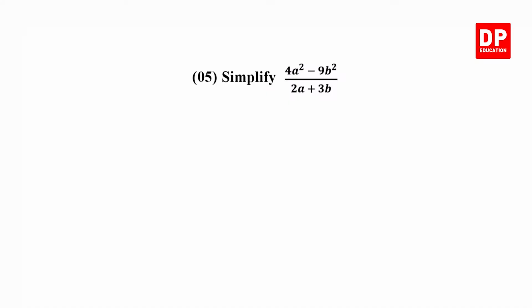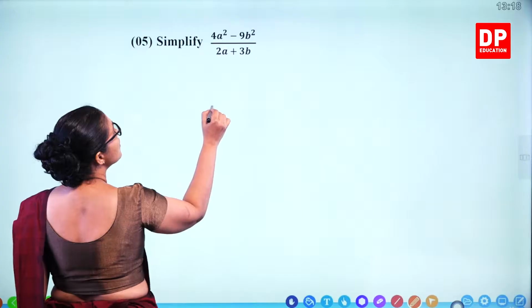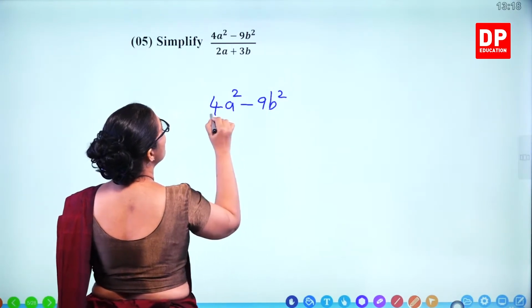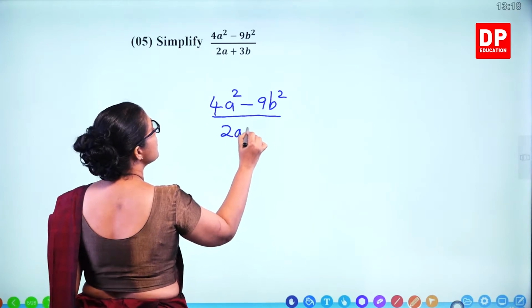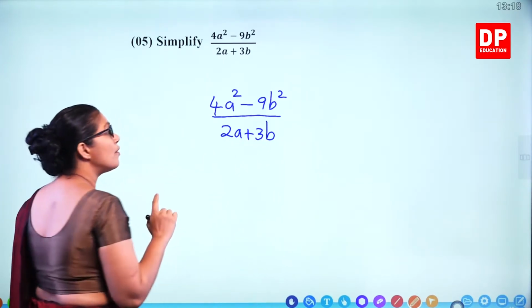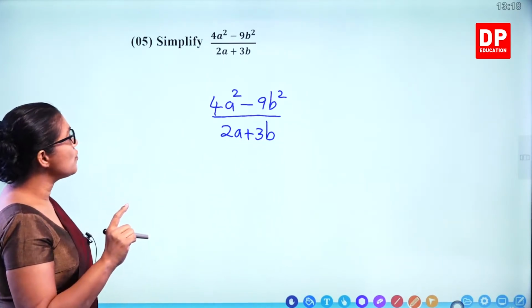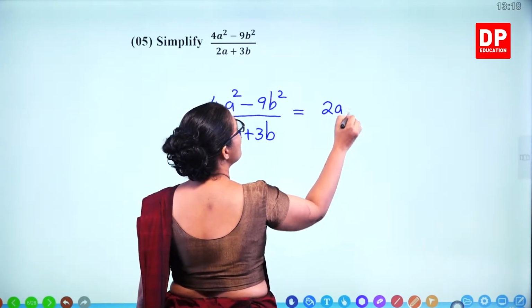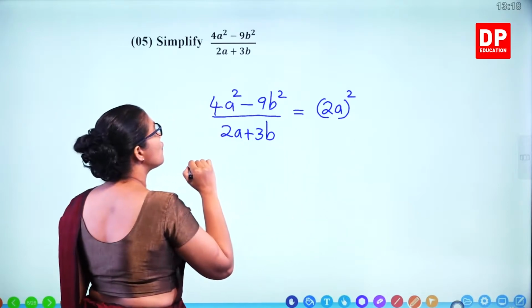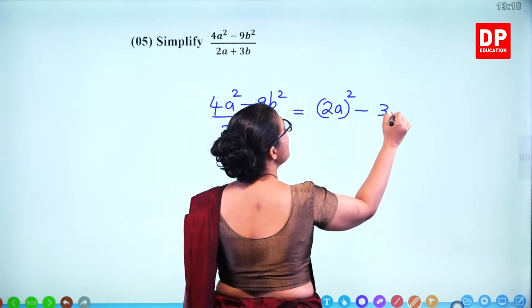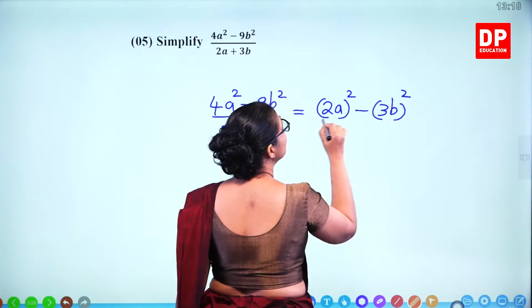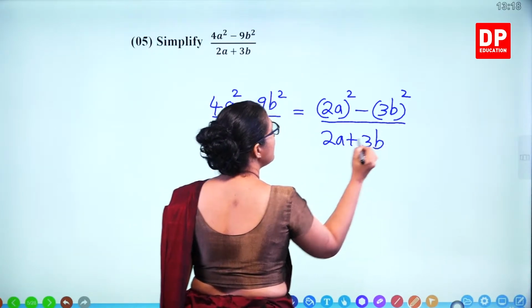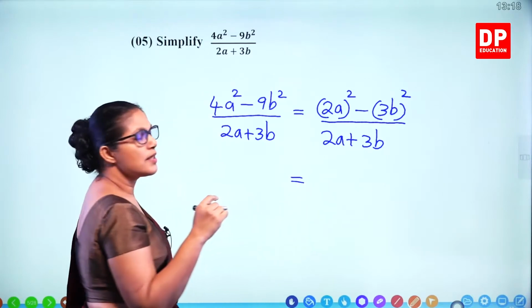Question number 5, simplify. So this is 4a squared minus 9b squared over 2a plus 3b. So the numerator is the difference between two squared terms. You can write it as (2a) whole thing squared, because 2 squared is 4, and (3b) whole thing squared.